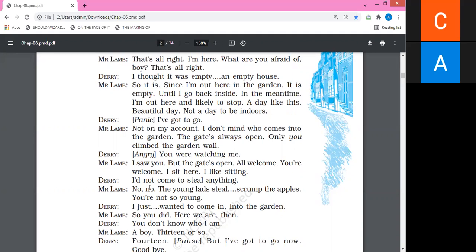Mr. Lamb: No, the young lad steals, crumb the apples. You are not so young.